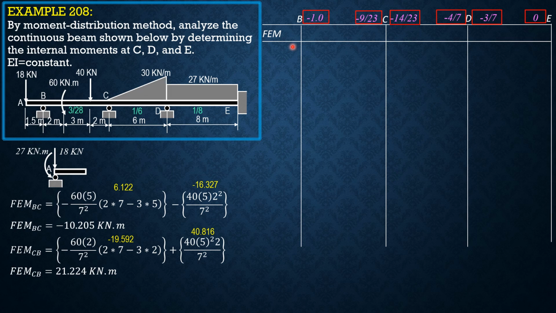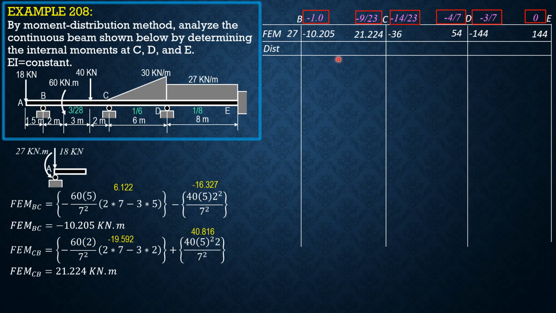So let's now have the fixed moments. For BA, it is 27. For BC, this is negative 10.205, and CB is 21.224. For CD, negative W L square over 30, so negative 30 times 6 square over 30 is negative 36. While for DC, the formula is positive W L square over 20, so 30 times 6 square over 20 is positive 54. For DE, negative W L square over 12, so negative 27 times 8 square over 12, negative 144. By symmetry, the fixed moment ED is positive 144.